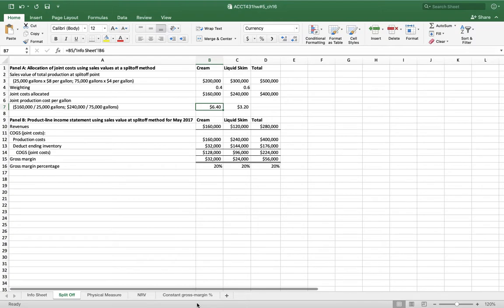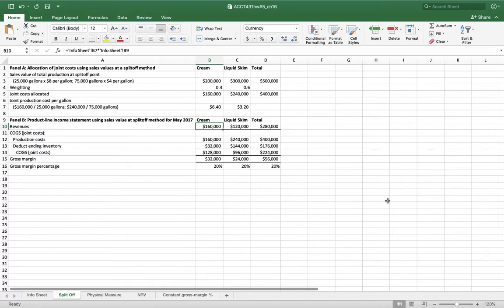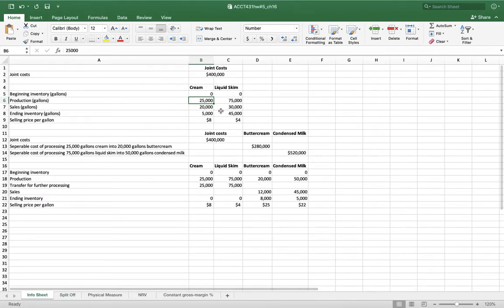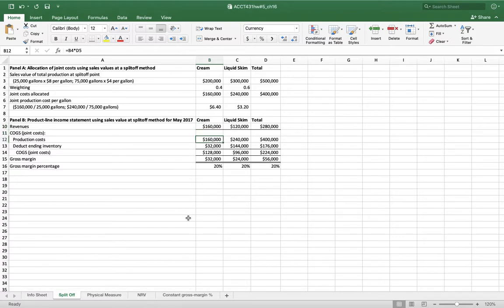And for panel B, for revenues, this is pretty basic. We've already learned how to do this, but you take the sales times the selling price over here. And then for the production cost or under the cost of goods sold category, you just take the weight, so 0.4 again, times the total joint cost allocated, which is right here. No, actually over here, sorry. To get your 32,000 or 160,000.